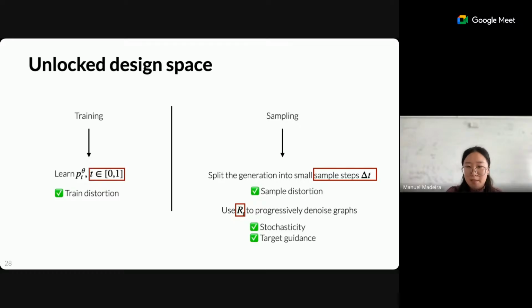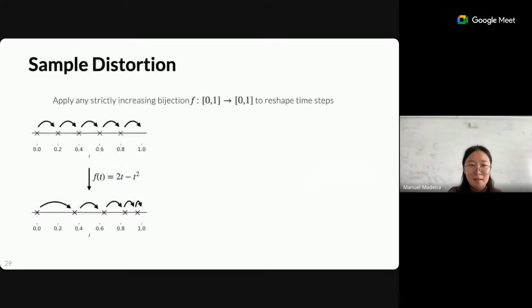Based on that, we explored mainly 4 ways to improve DeFog performance during training and also during sampling. During training, we explore how to choose properly this distribution of T by a method called train distortion. During sampling, we try to understand the best way of choosing the sample steps delta T, and we call it sample distortion. After this, we also leverage 2 methods that control the stochasticity level of the generation and provide additional guidance toward the target distribution by modifying the rate matrix R, which is used to control the denoising process.